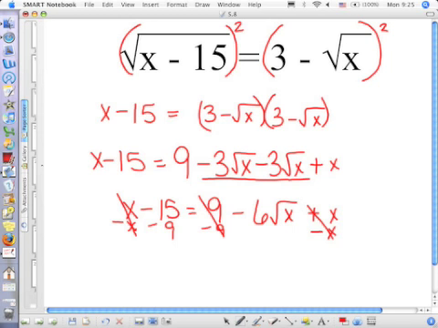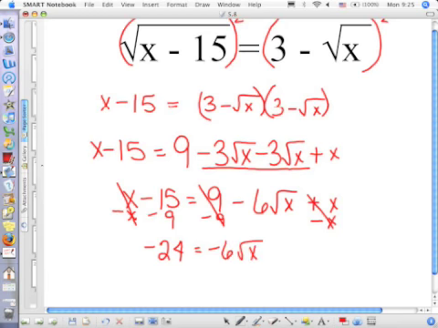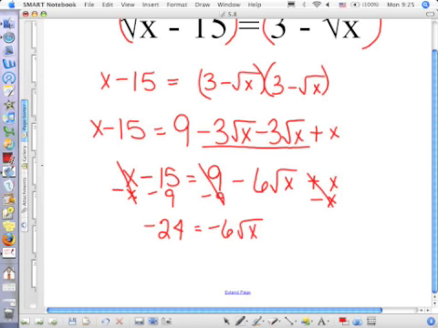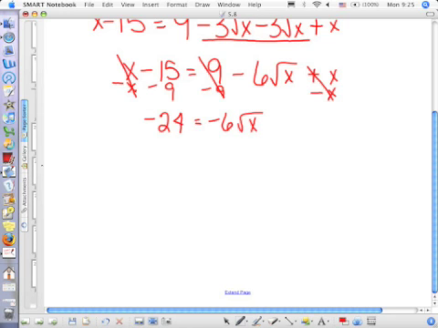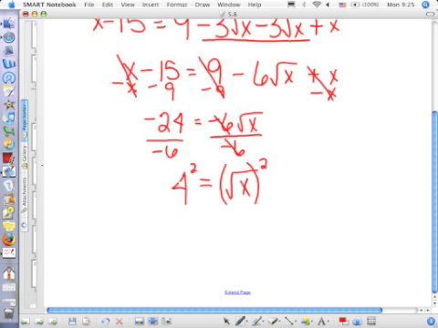All right, so now I have negative 24 is equal to negative 6 times the square root of x. What should I do next? Divide both sides by negative 6. Very good. So I have the square root of x is equal to 4. Can the square root equal 4? Yes, it can. Okay, so what's next? Square both sides. And I have x equals 16.